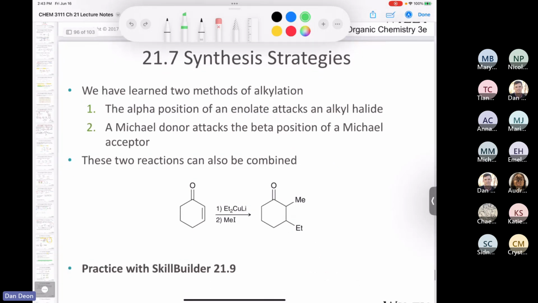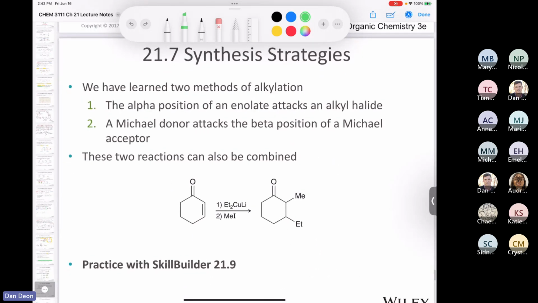And then, so this is kind of a new thing. So I'm going to put a red star. It's got nothing to do with mechanisms, but this slide shows you how to put two of the reactions together that we've learned. So it says we've learned two methods of alkylation. We learned one way to alkylate at an alpha position, and then we learned another way to alkylate at a beta position. And so the alpha position of an enolate attacks an alkyl halide, you know that. Then a Michael donor is going to attack the beta position. And so you can kind of mix the two.